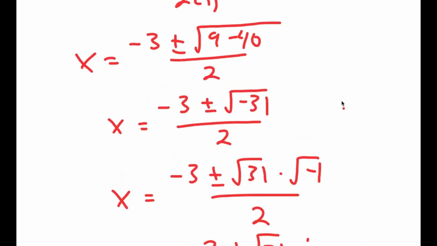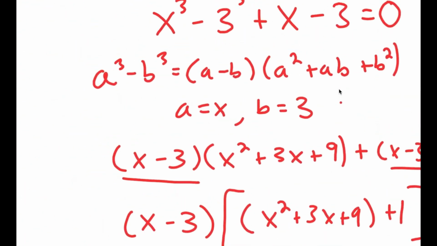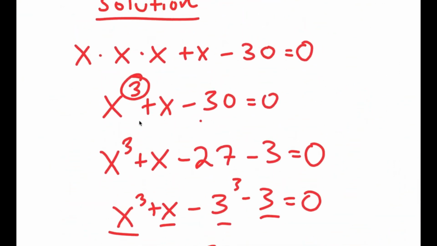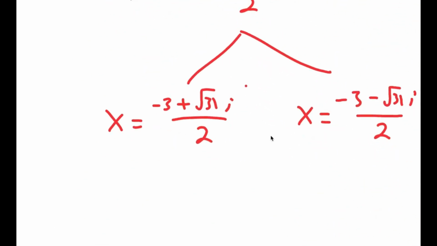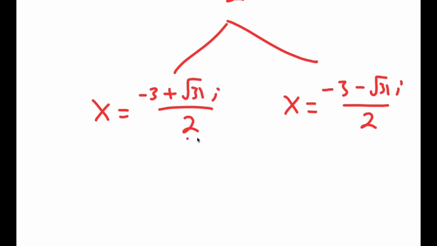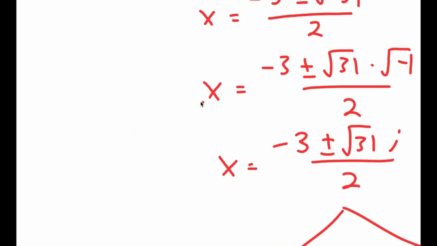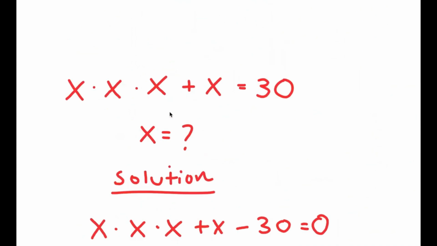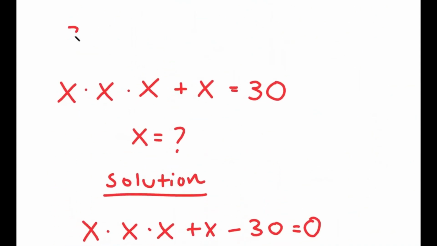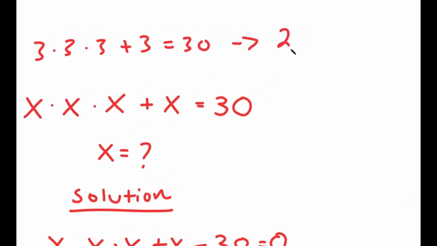Now from here, going back, my original equation was x times x times x plus x minus 30 equals 0. Well, these two are complex solutions, so we can't really check them, and they are not actual solutions. But what we can check is 3. So if we plug in 3, we get 3 times 3 times 3 plus 3 is equal to 30, which turns into 27 plus 3 is equal to 30, and I get 30 is equal to 30.